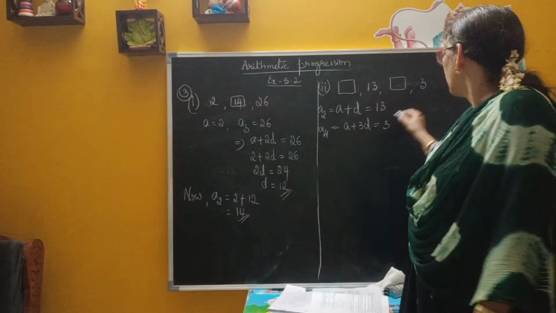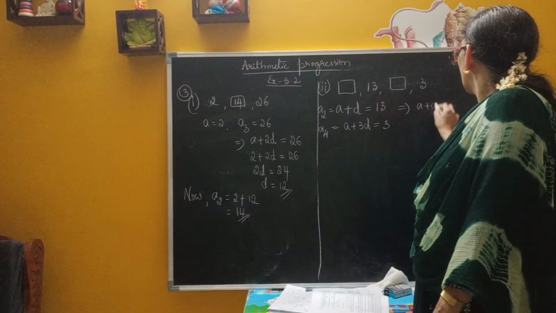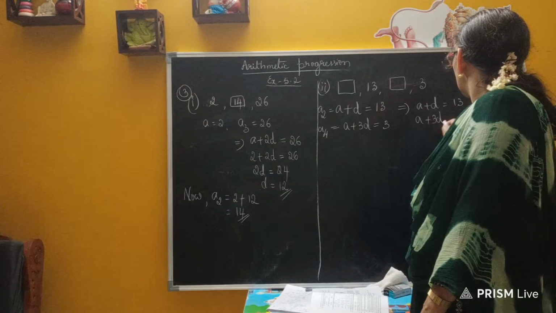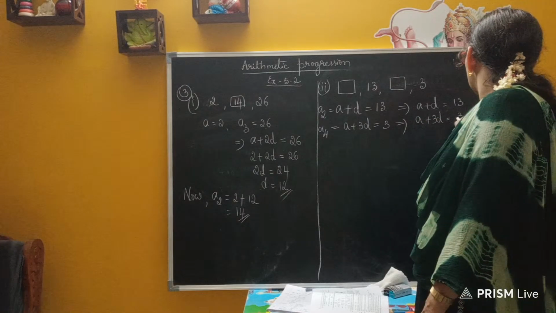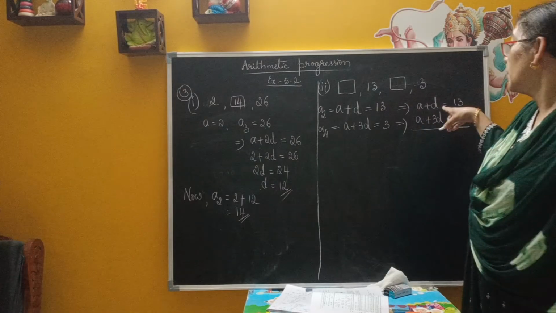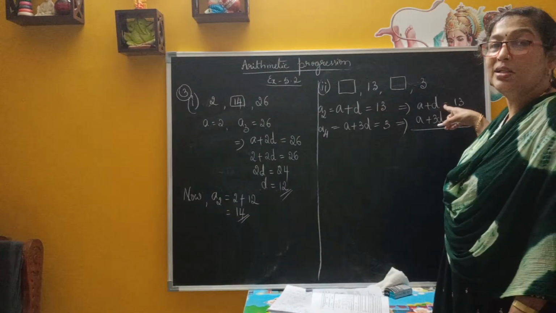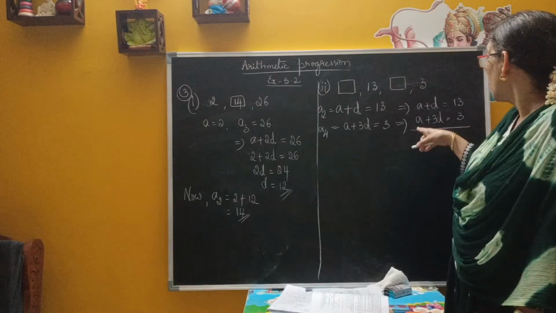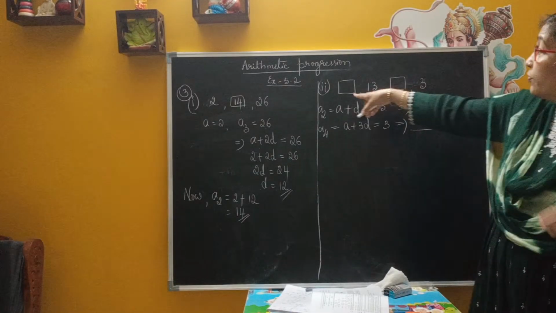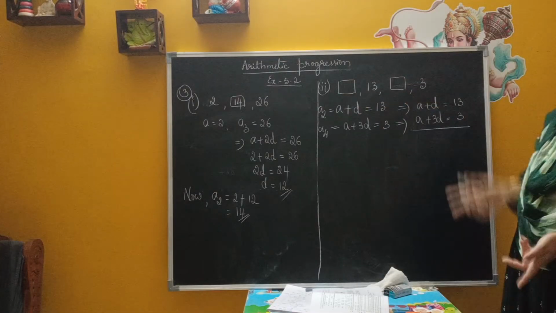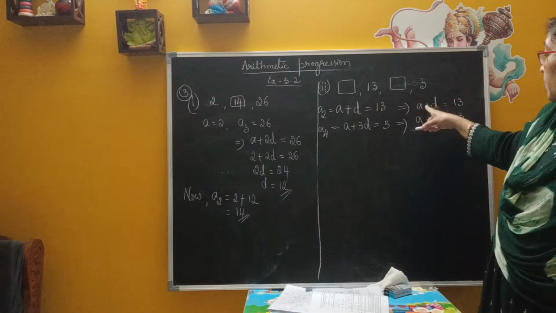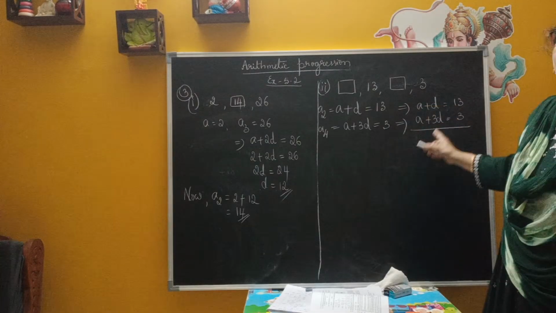Now, what have we got? A plus D is equal to 13 and A plus 3D is equal to 3. See here now, we got linear equations in two variables, isn't it? Simultaneous equations. A plus D is equal to 13, A plus 3D is equal to 3. Both are unknown. Without that, we cannot find anything, isn't it? If A and D both are not known, we can't find any of the terms. So let us use knowledge of simultaneous equations and solve it first.